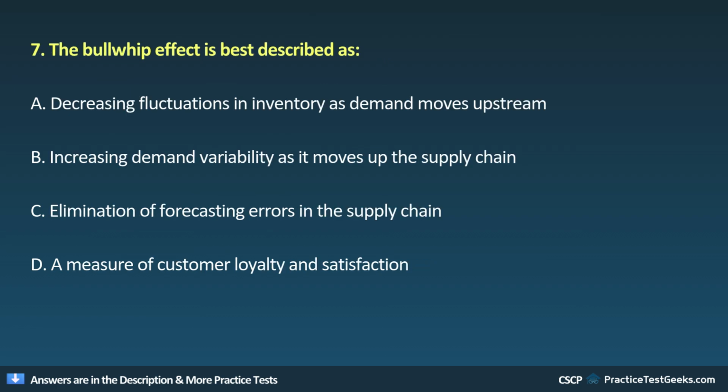7. The bullwhip effect is best described as A. Decreasing fluctuations in inventory as demand moves upstream. B. Increasing demand variability as it moves up the supply chain. C. Elimination of forecasting errors in the supply chain. D. A measure of customer loyalty and satisfaction.